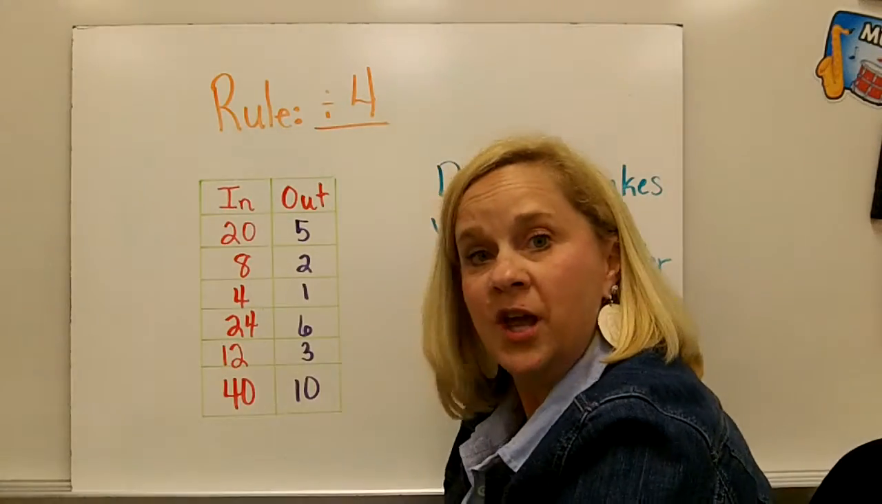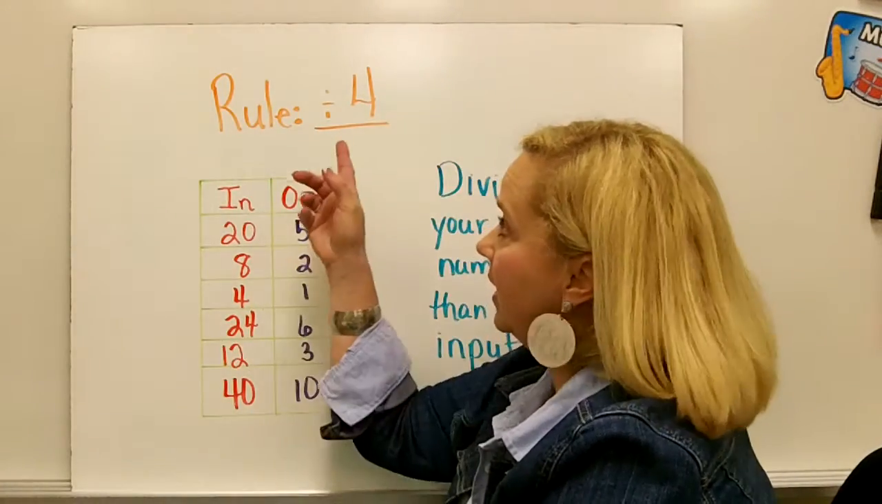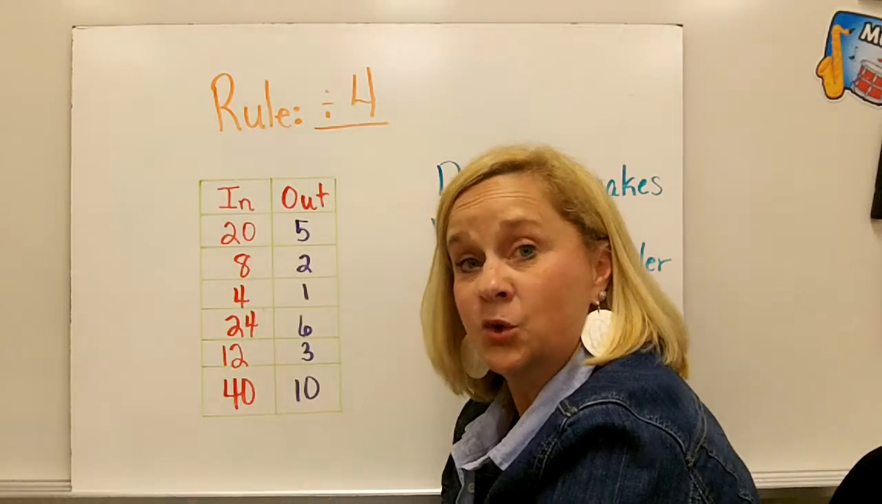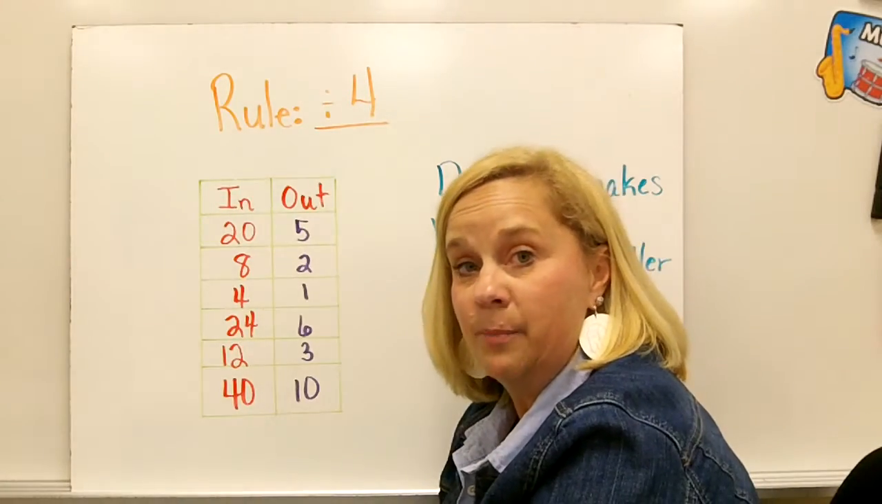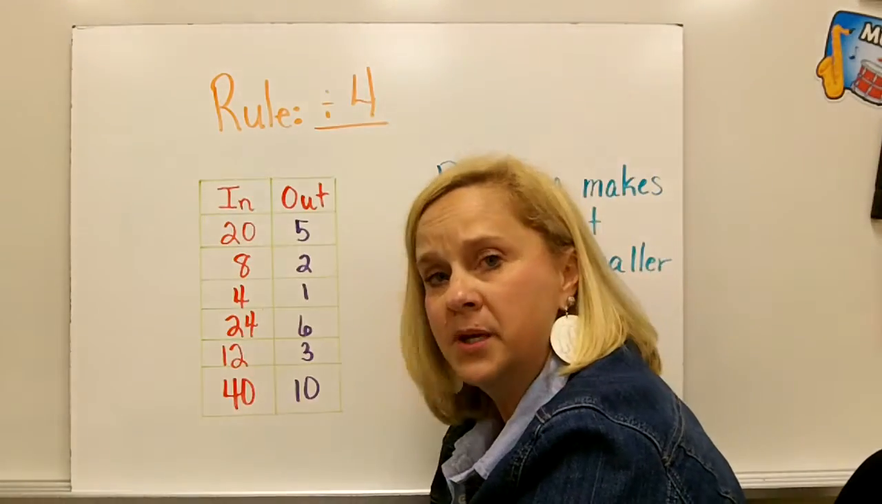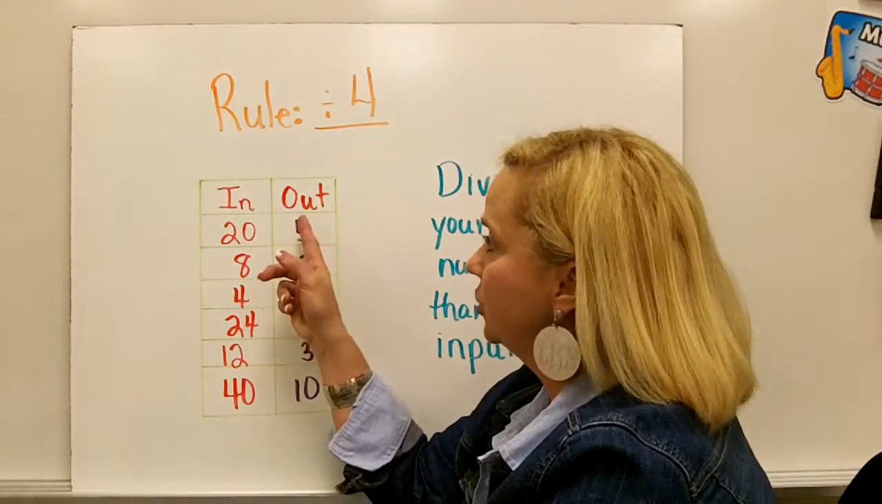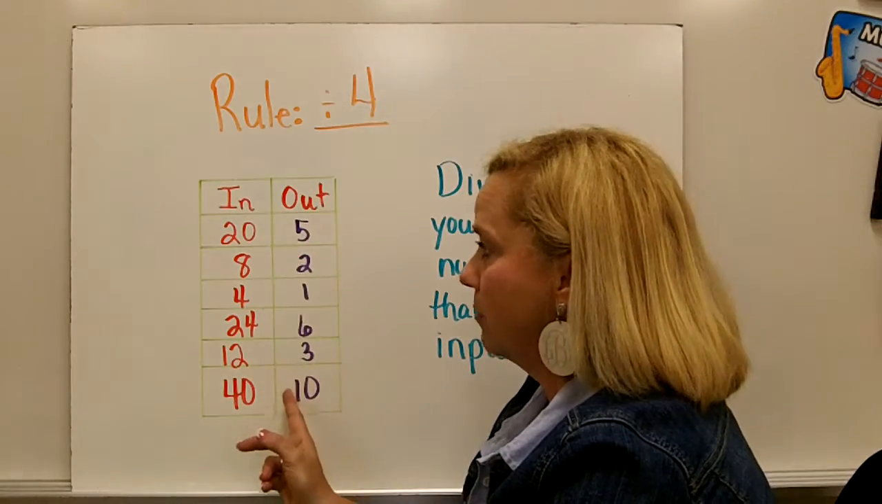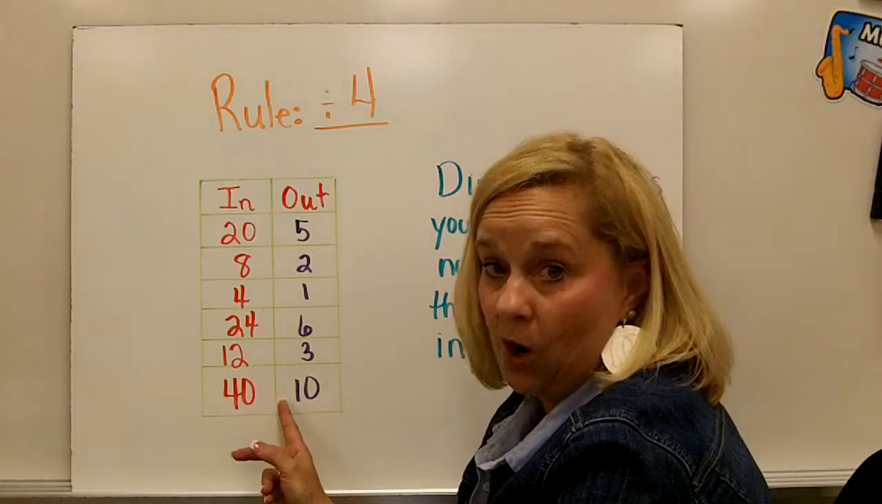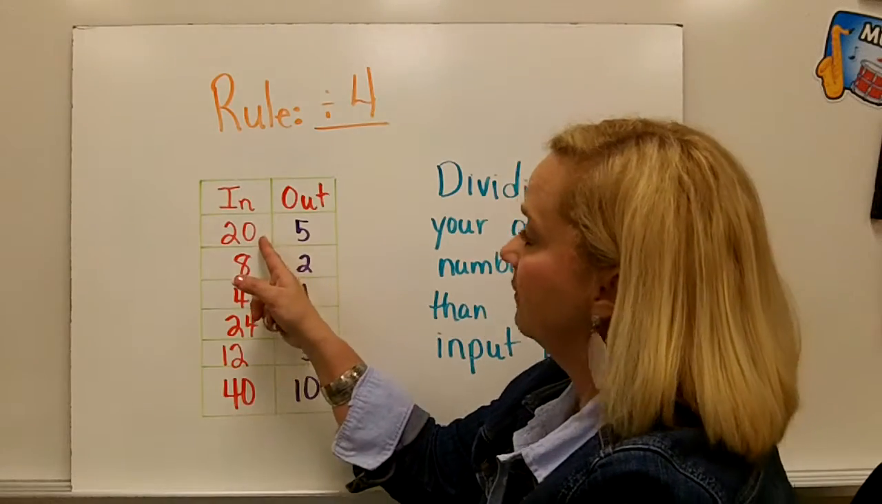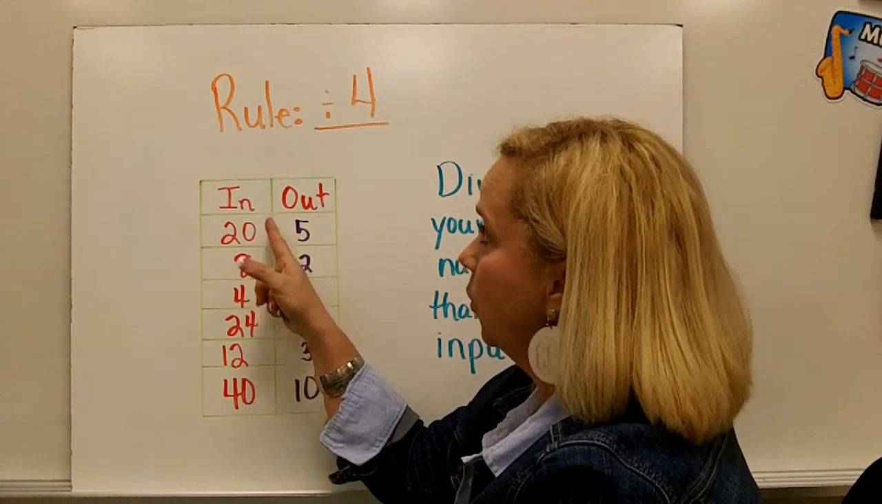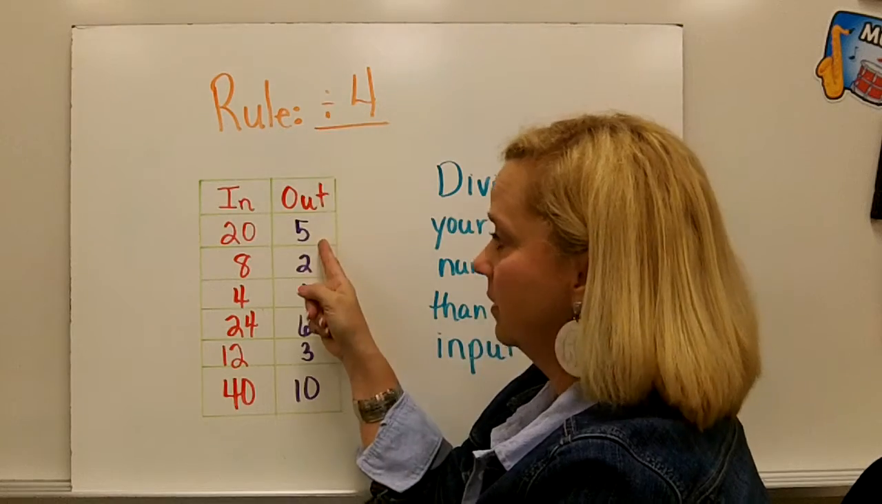Alright, so I have a new rule here. And now we're going to use the rule division. We're going to use division divided by 4. So I'm going to take all of my input numbers, and I'm going to divide each one of those numbers by 4. Alright? So if I have 20, 20 divided by 4 equals 5.